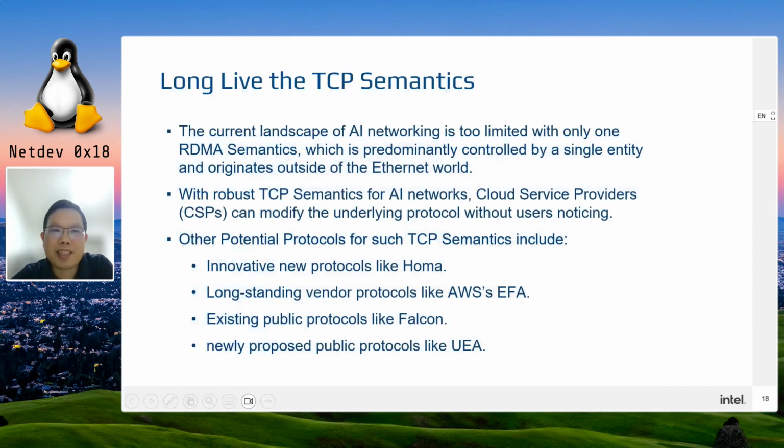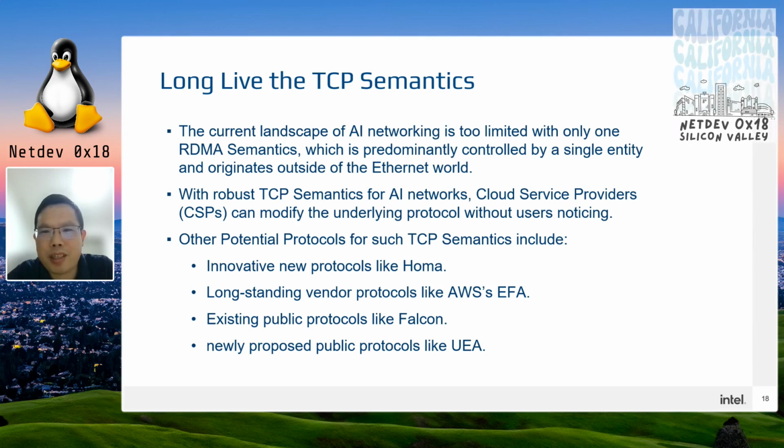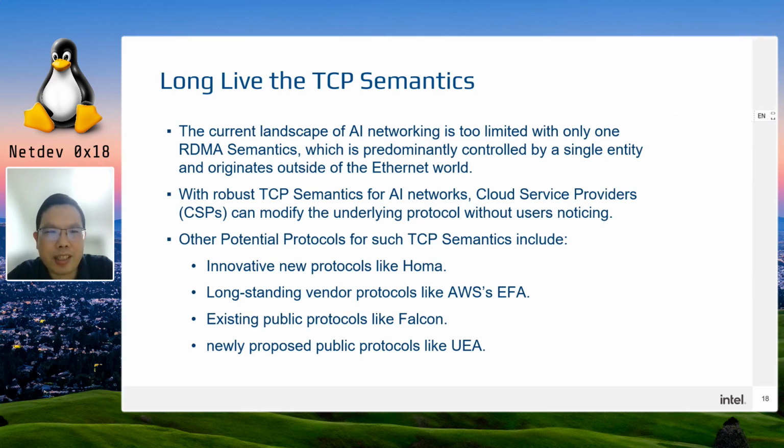The last page is the conclusion and the summary. If we look at the current landscape of AI networking, it's very limited, too limited, with only one RDMA semantic, which was controlled by a single entity, InfiniBand, and it also is not designed for Ethernet. So TCP is different. TCP grew with Ethernet from the beginning.